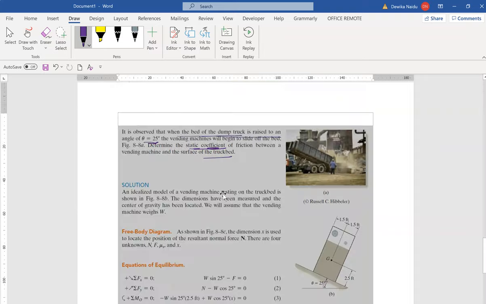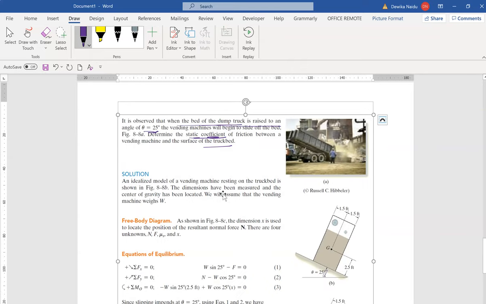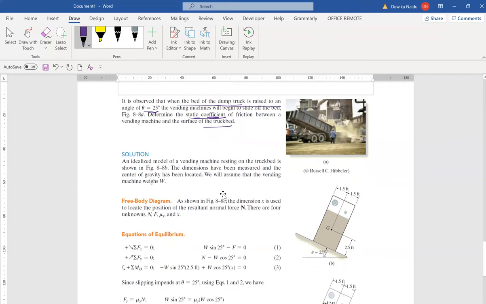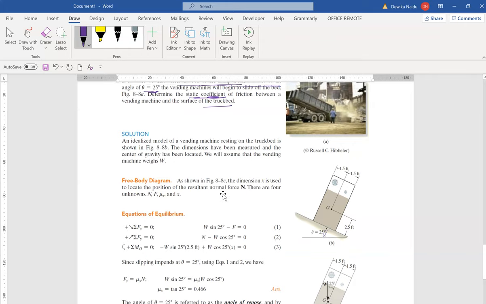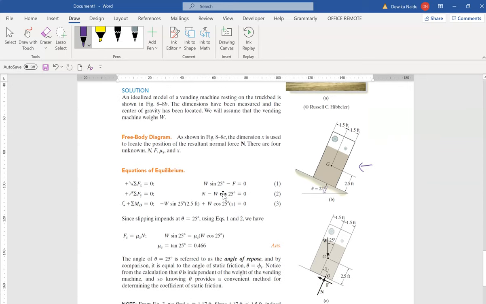So what else information is given? Okay, sorry. This is the drawing that they give, not that you draw. This is what you draw. Okay, you have a weight component, you have a normal force, and you have your friction force, 2.5 feet, 1.5, 1.5. So you begin to calculate.